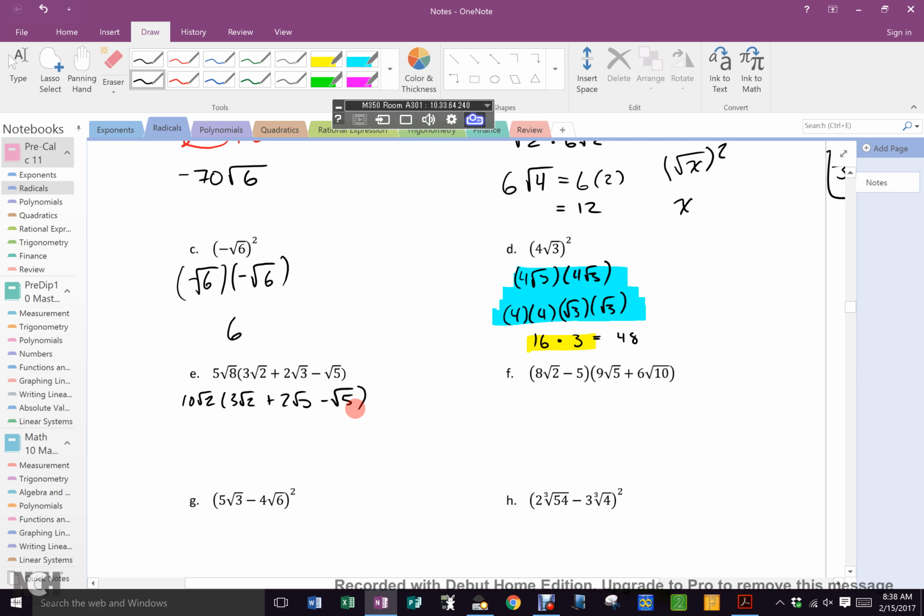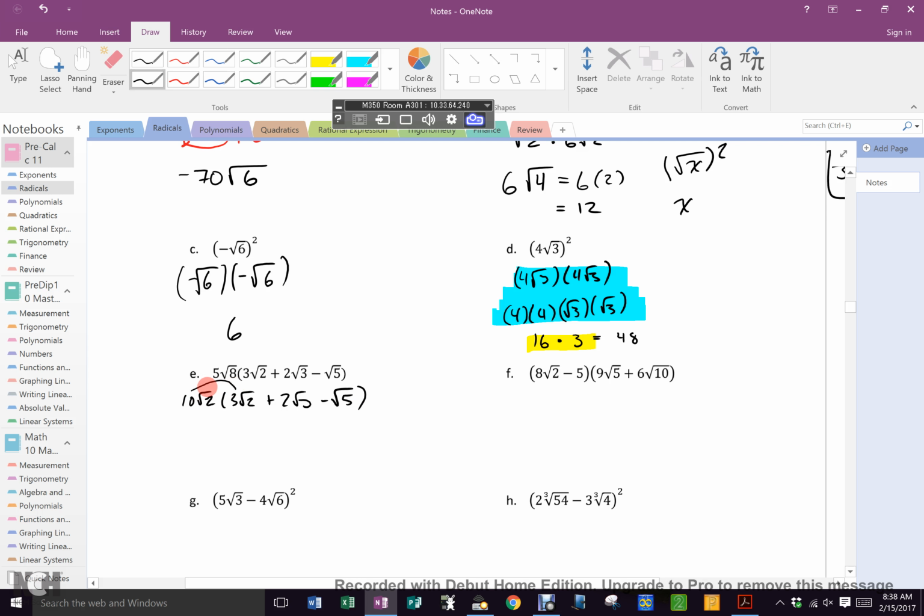Everybody okay with that? Did we need to simplify that root 8? Not really, because 8's a small number, yeah? We're smart kids. We could have done 8 times 2, 8 times 3, and 8 times 5. We could have. It's no big deal. Right? So now what do we need to do? Now we have to distribute, right? It's not FOIL. It's just a single distribution. But again, I recommend doing it step by step.